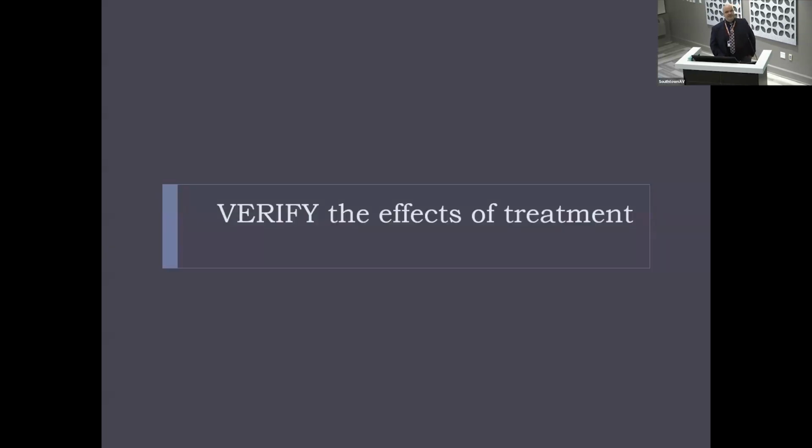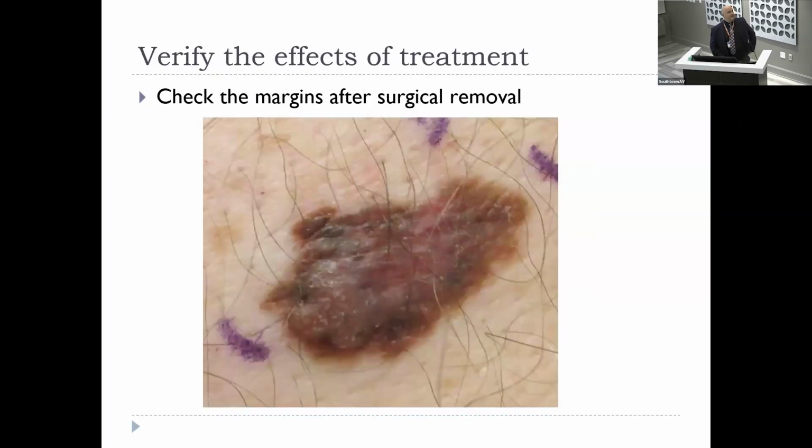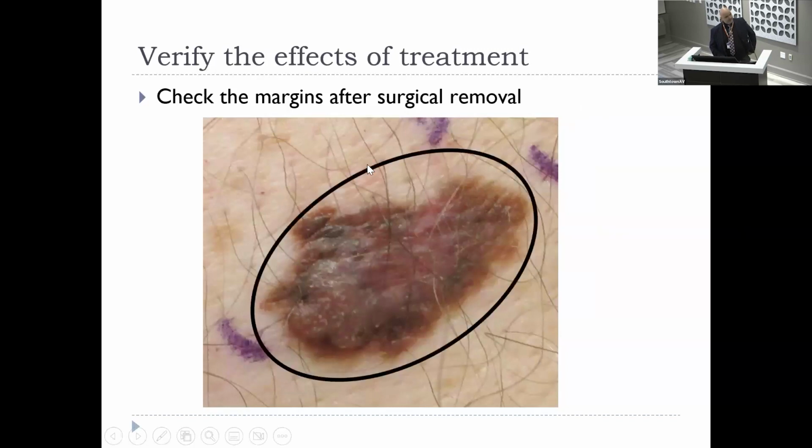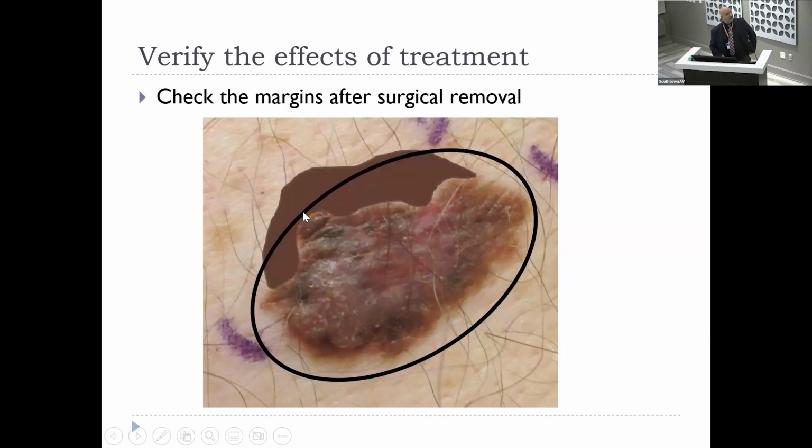The other arm of treatment that pathology can help with is verifying the effects of the treatment. And the most simple one is checking if the margins are free. So imagine this is a melanoma, and you do an excision around the melanoma. You want to make sure that everything is out, but sometimes you don't see the extent of the melanoma with your naked eye. So the idea would be to look at the normal tissue around the melanoma and make sure that it's all normal tissue. You don't have melanoma touching the margin.